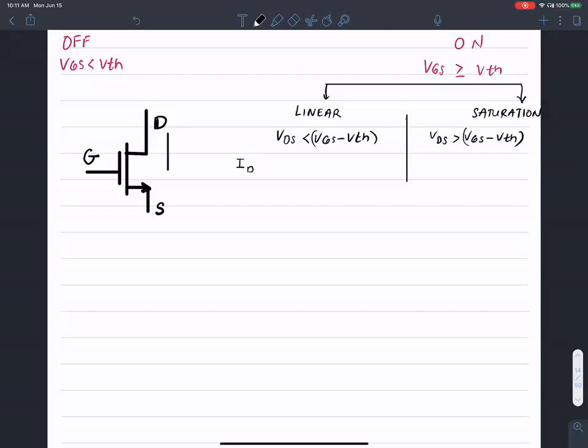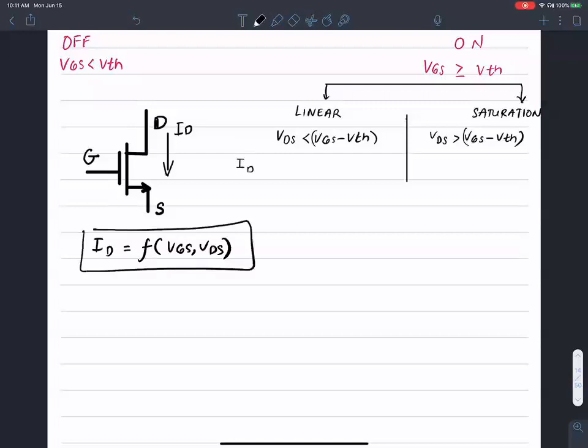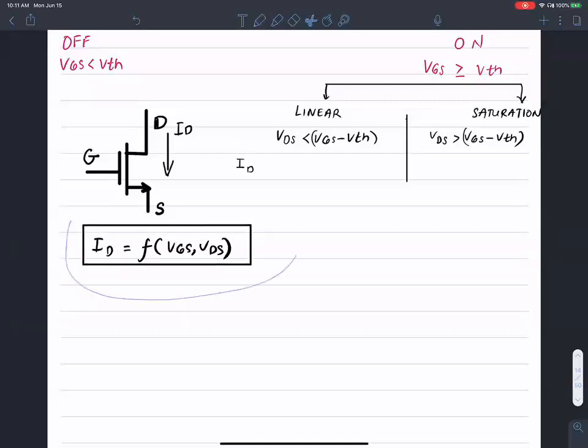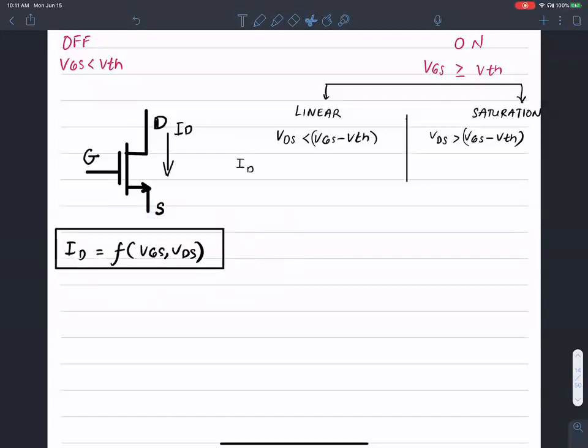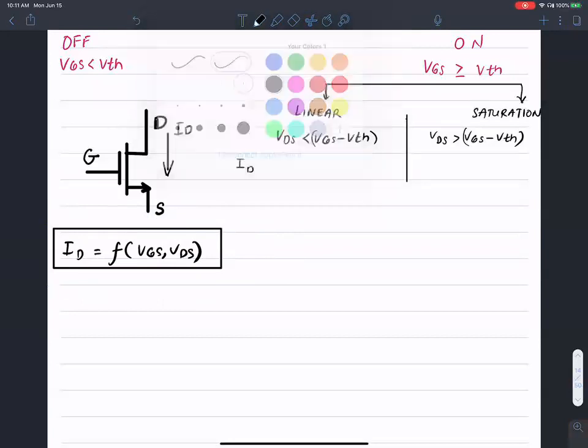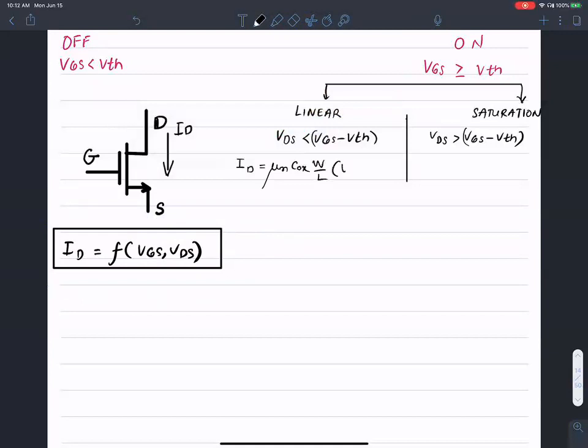What I'm interested in is, what is the drain current, ID, as a function of VGS and VDS, okay? This is the relationship I am after. That's what I'm interested in. And we look at this from a bunch of different perspectives, okay? ID is mu n C oxide W over L VGS minus VTH.